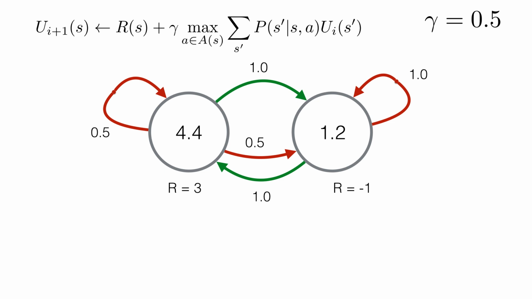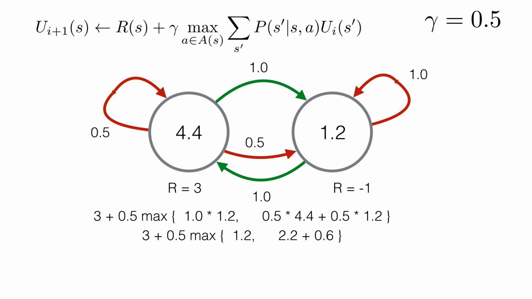When we plug in the numbers, the number we're looking for is 3, the reward, plus gamma, which is 0.5, times the max of 1.0 transition probability to get to the state that we have estimated to have a utility of 1.2, so that's 1.0 times 1.2. Then 0.5 probability of us staying in the 4.4 utility state, and 0.5 probability that we end up in the 1.2. If we do the arithmetic, that's either 1.2 or 2.2 plus 0.6. Okay, and then finally you do the math out fully.